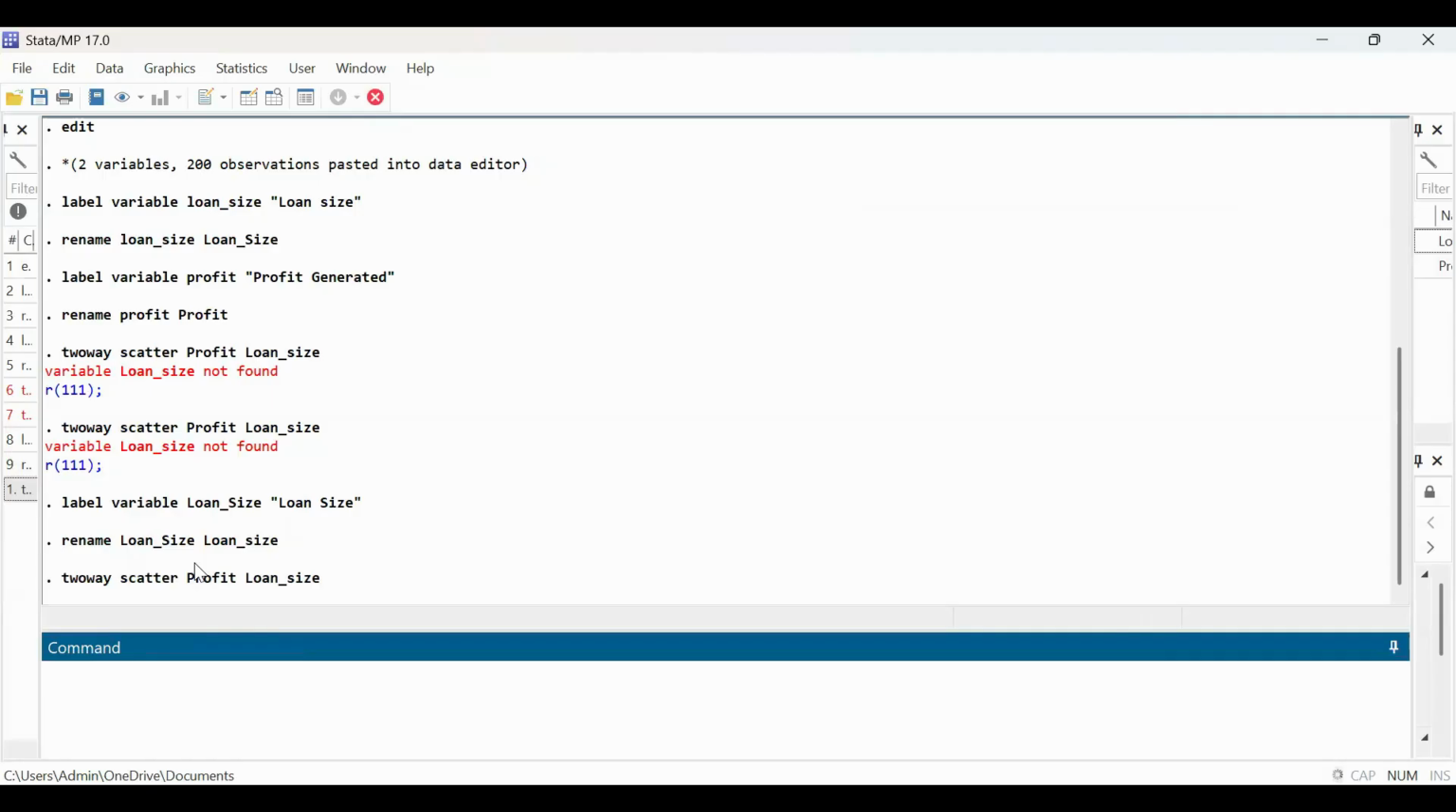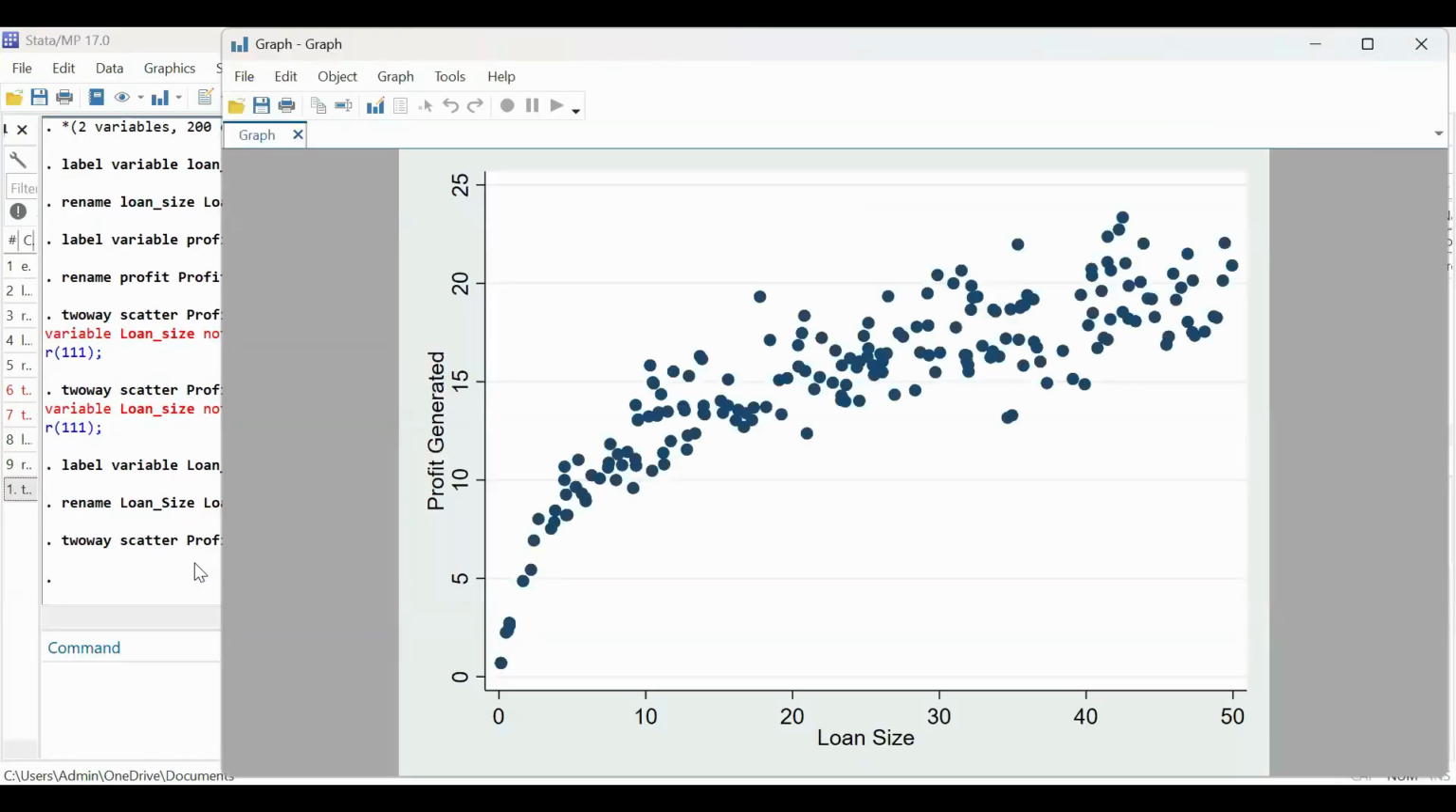Can you see my graph on the screen? It worked now. Can you see my graph on the screen? Yes, Doc. Great. Is it linear? Does not seem to be linear.